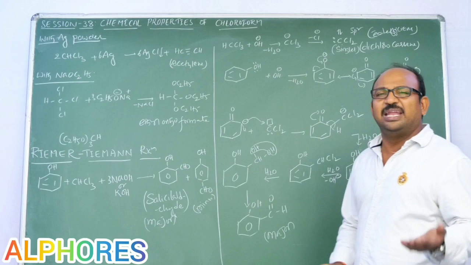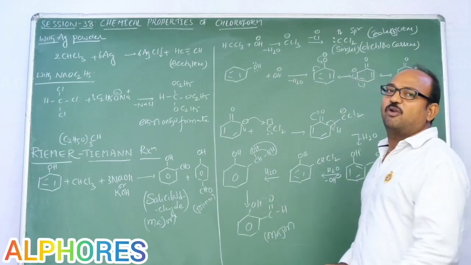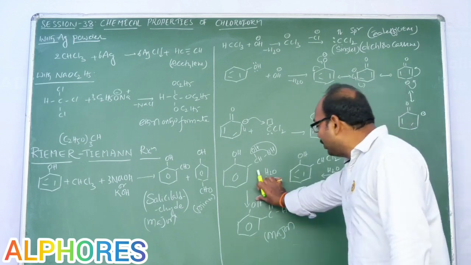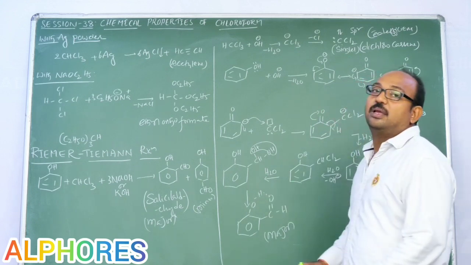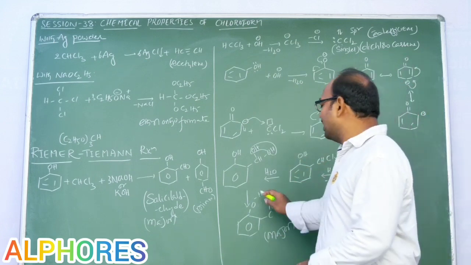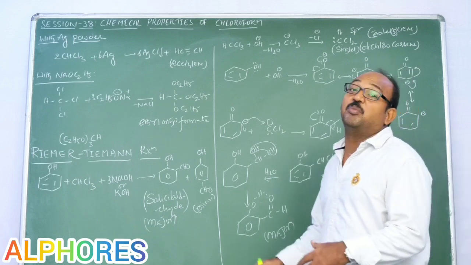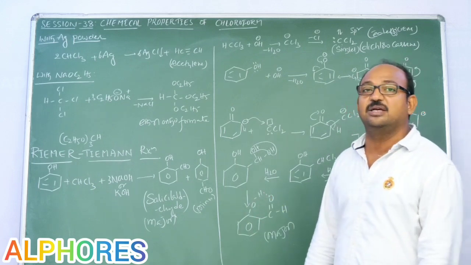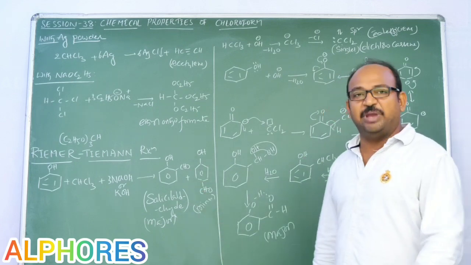Here it is simple. In the case of ortho-hydroxybenzaldehyde, there is intramolecular hydrogen bonding. What is that? Hydrogen bonding exists within the molecule. Because of this, it leads to cyclization, and hence it attains more stability. That's why ortho-hydroxybenzaldehyde is major.